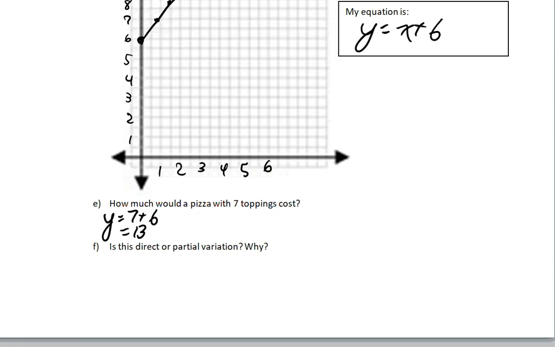And is this direct or partial? Because it goes through 0, 6 and not through 0, 0, we call this partial variation. And why? Because it does not go through the origin.